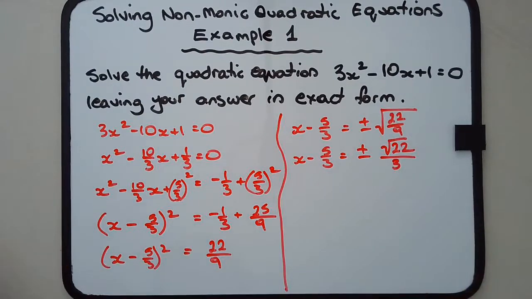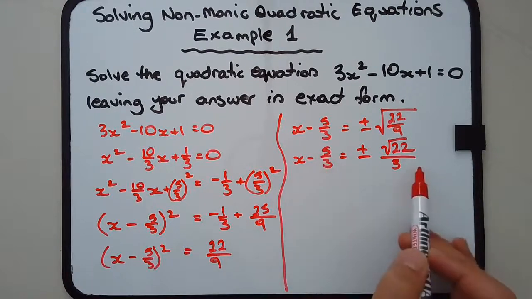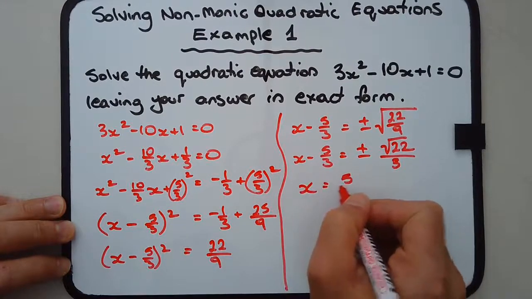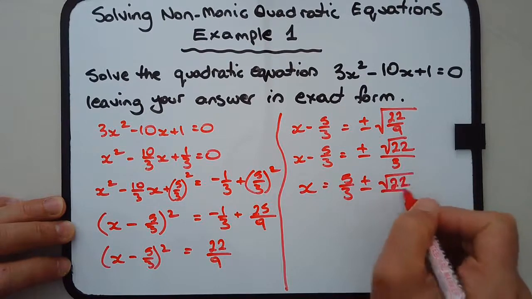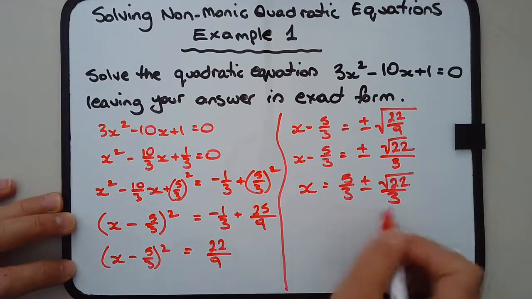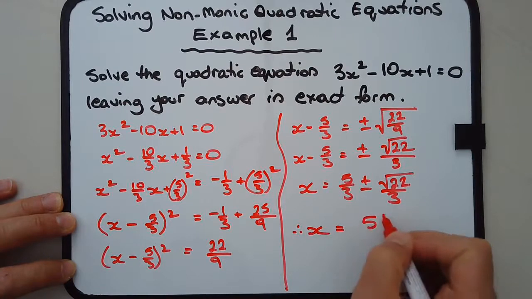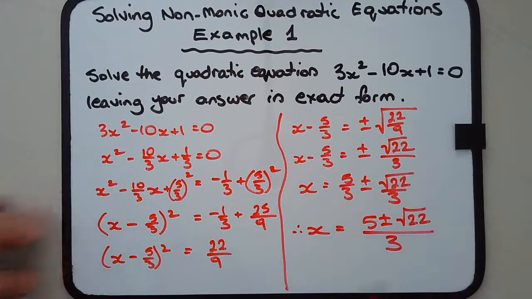Now what we can do is add 5 on 3 to both sides, so move the negative 5 on 3 from the left-hand side to the right-hand side. So x is equal to 5 on 3 plus or minus square root of 22 on 3. Combining that into a single fraction, because there's a common denominator of 3, x is equal to 5 plus or minus square root of 22 over 3. And the same result could be obtained using the quadratic formula.